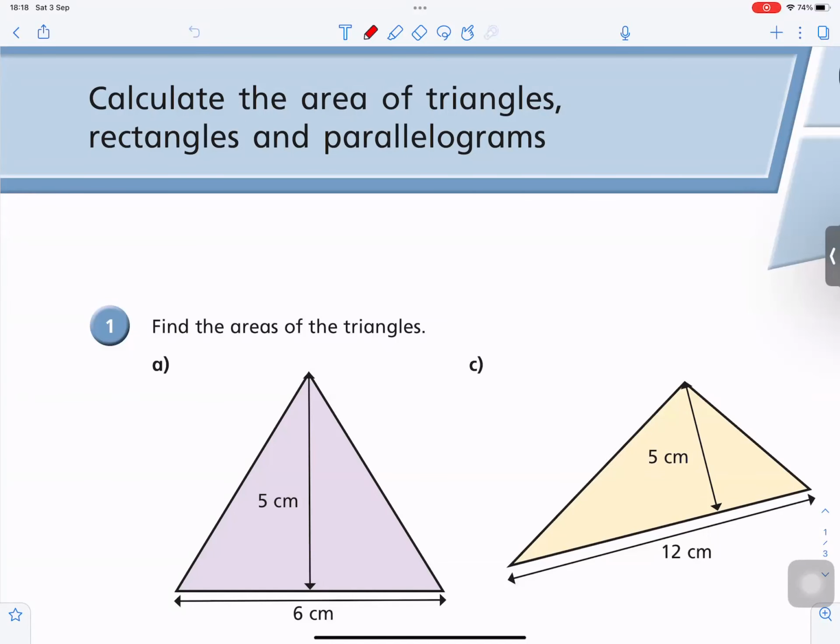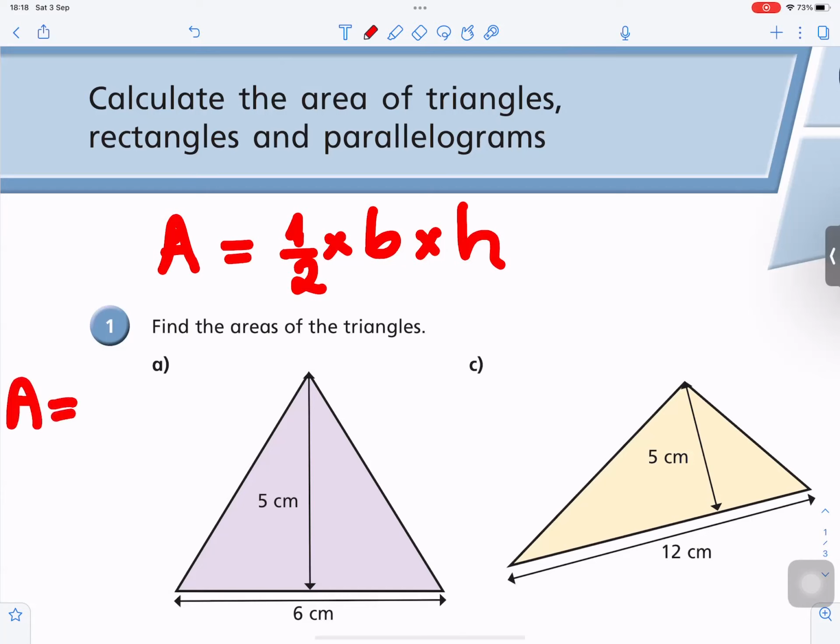Calculate the area of triangles, rectangles, and parallelograms. To find the area of a triangle, we use a formula. Area is half times the base times the height. Or you can say area is the base times height divided by 2.